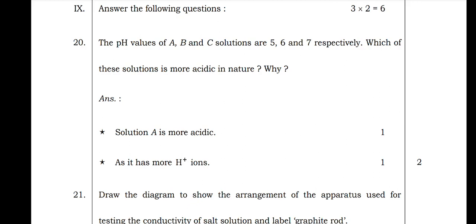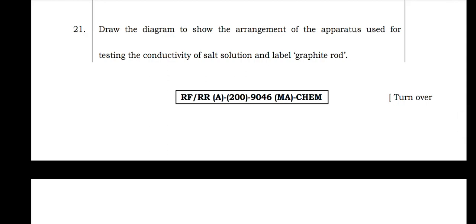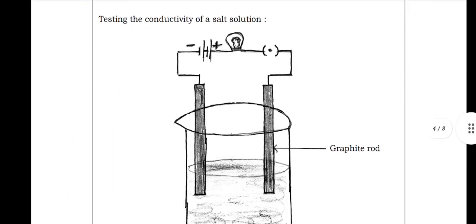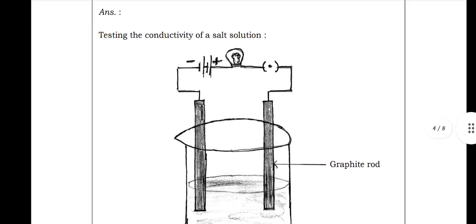Solution A is more acidic in nature because A has more H plus ions, so that's why it is acidic in nature. Next, the 21st question they asked: draw the diagram to show the arrangement of the apparatus used for testing the conductivity of a salt solution and label the graphite rod. Here, this is the graphite rod they asked to label.